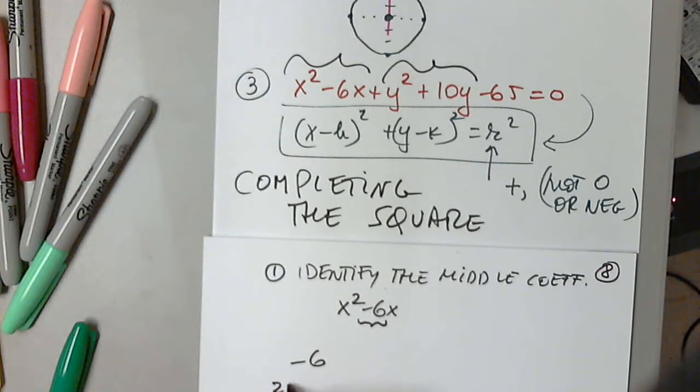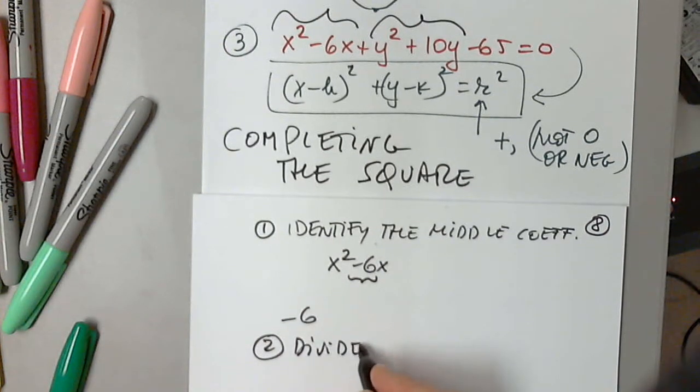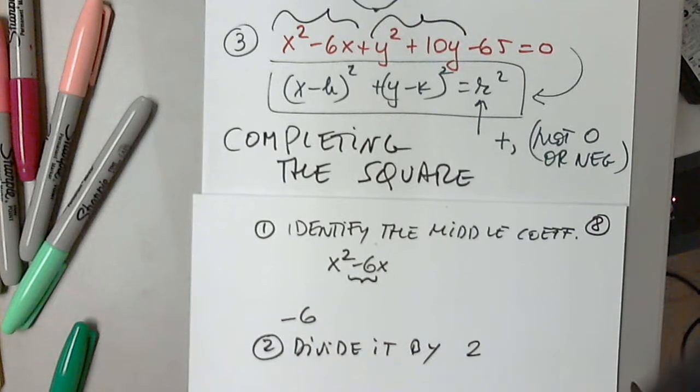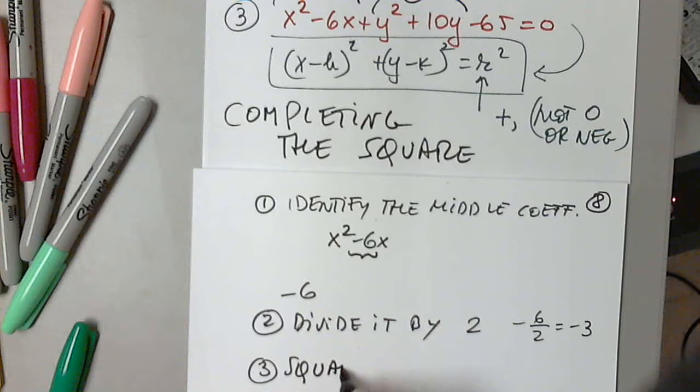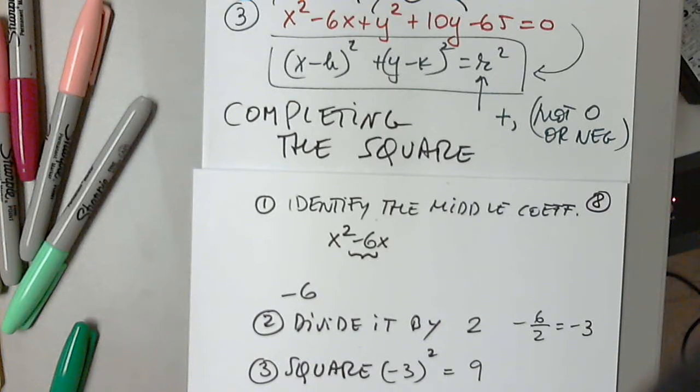Very good, very good. Number 2, divide it by 2. So negative 6 divided by 2 is? Very good. Number 3, square this result. What do I get? Very good. And number 4, add 9 to both sides and complete the square. These are the 4 steps of completing the square.